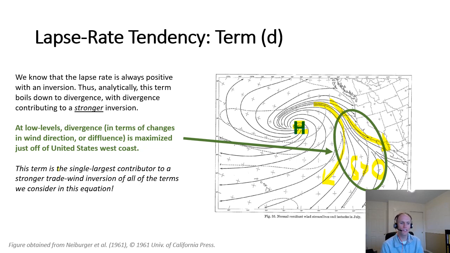Keep in mind, this term is the single largest contributor to a stronger trade wind inversion of all of the terms that we will consider. So we can envision the trade wind inversion as primarily resulting from vertical variations in vertical motion. Strong descent associated with the descending part of the Hadley cell that terminates above the top of the boundary layer or at the top of the boundary layer pushes that temperature profile downward, creates a more stable layer on the interface between the free atmosphere and the boundary layer beneath, ultimately leading to that inversion.